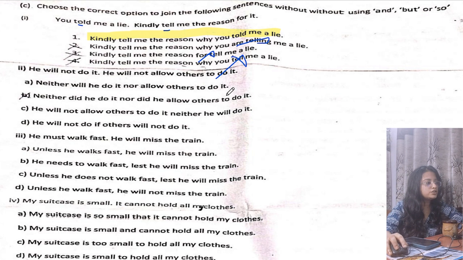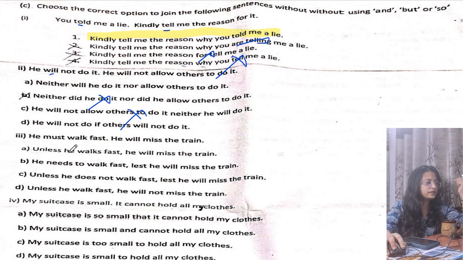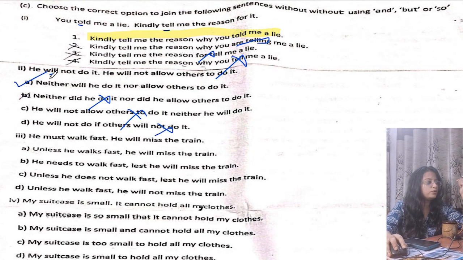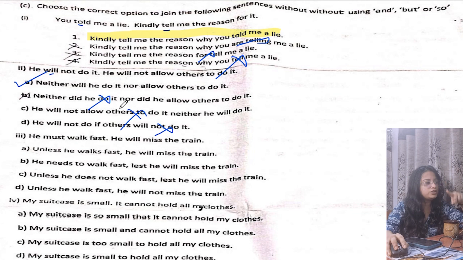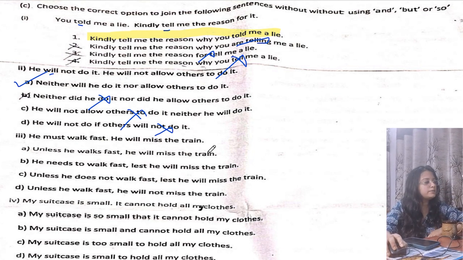Neither will he do it nor allow others to do it. Neither did he do it nor did he allow. See the tense? Will. So this is incorrect. He will not allow others to do it. Neither he will do it. We have just changed it for no reason. Incorrect. He will not do if others will not do it. No. Only first one is correct. Neither will he do it nor allow others to do it. Right? Next, number 3. He must walk fast.